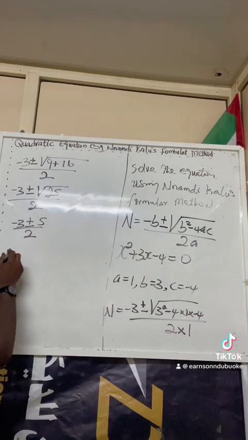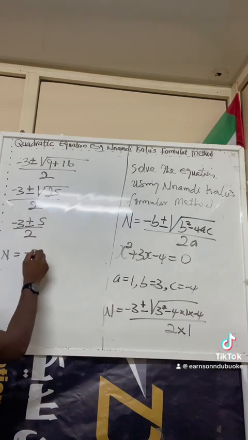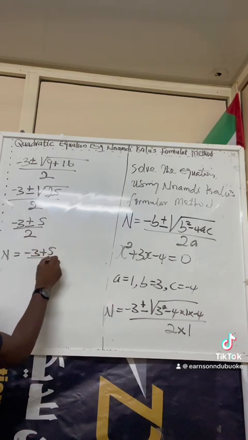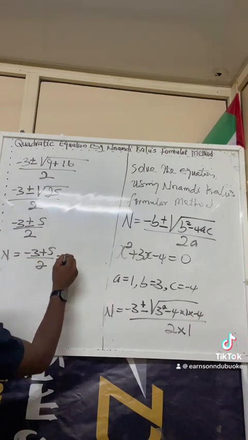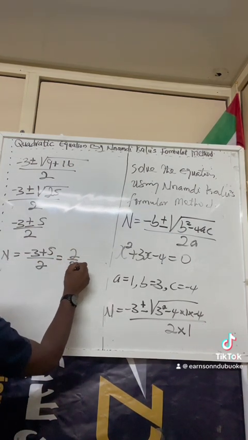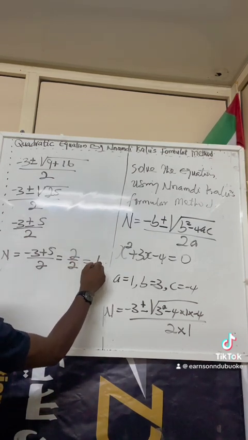So here I have my first n, which is equal to minus 3 plus 5 divided by 2, which is equal to minus 3 plus 5 gives me 2, all over 2. And 2 divided by 2 is equal to 1.